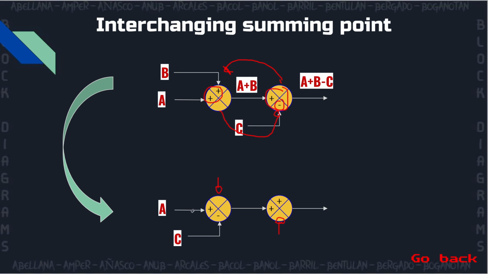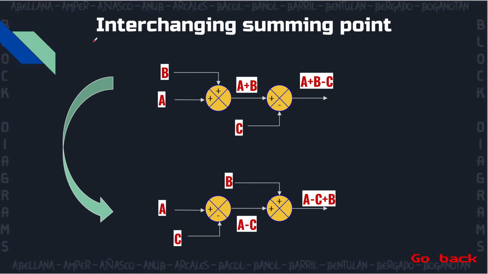So when we combine A and C, the output in this part of the block diagram would be A minus C. Now the only signal that is left is signal B. So we will put signal B right here. Okay, so now when we combine signal B and the output A minus C, the final output would now be A minus C plus B, which is the same as the first one.